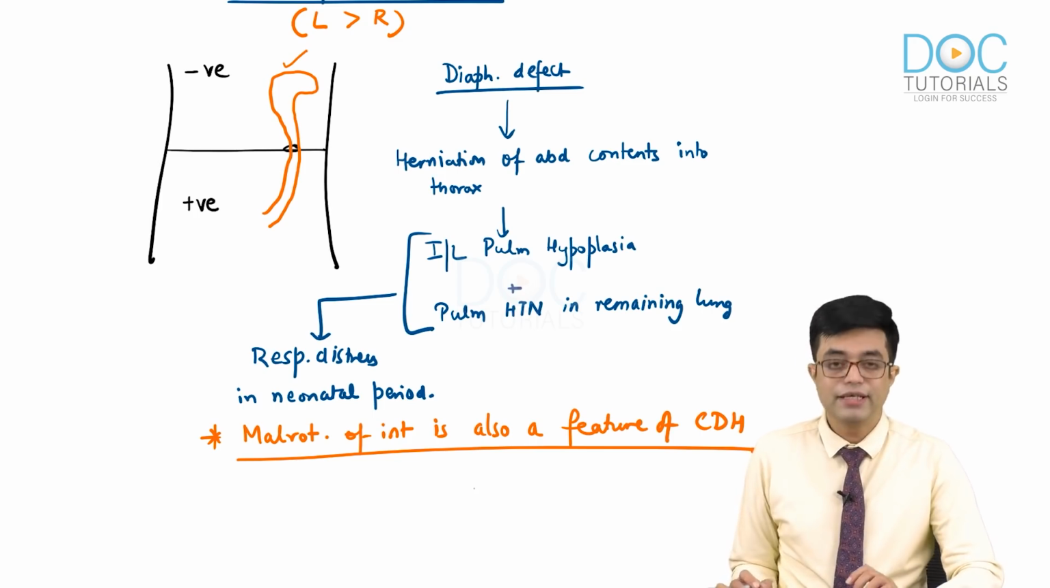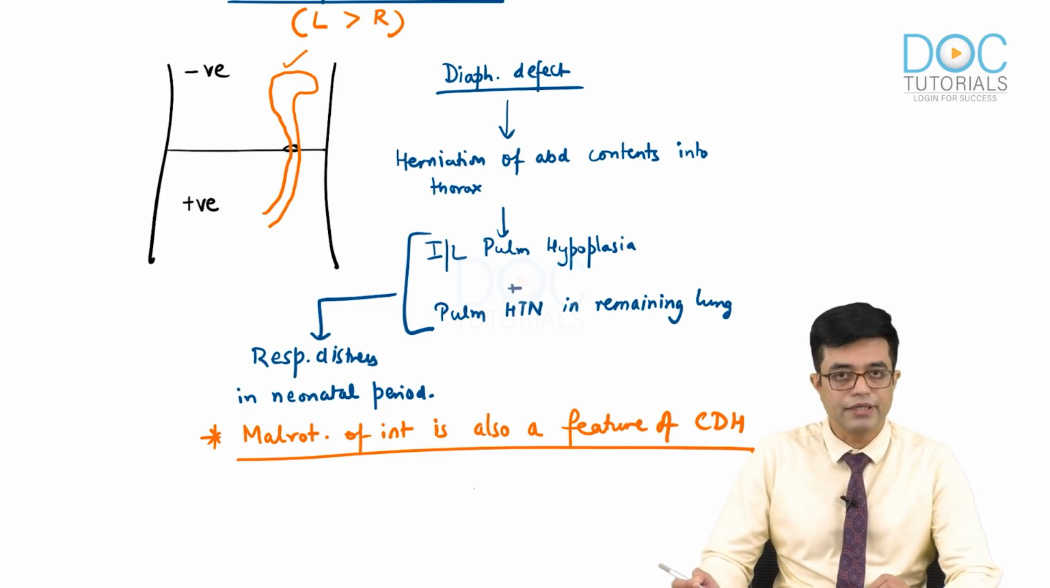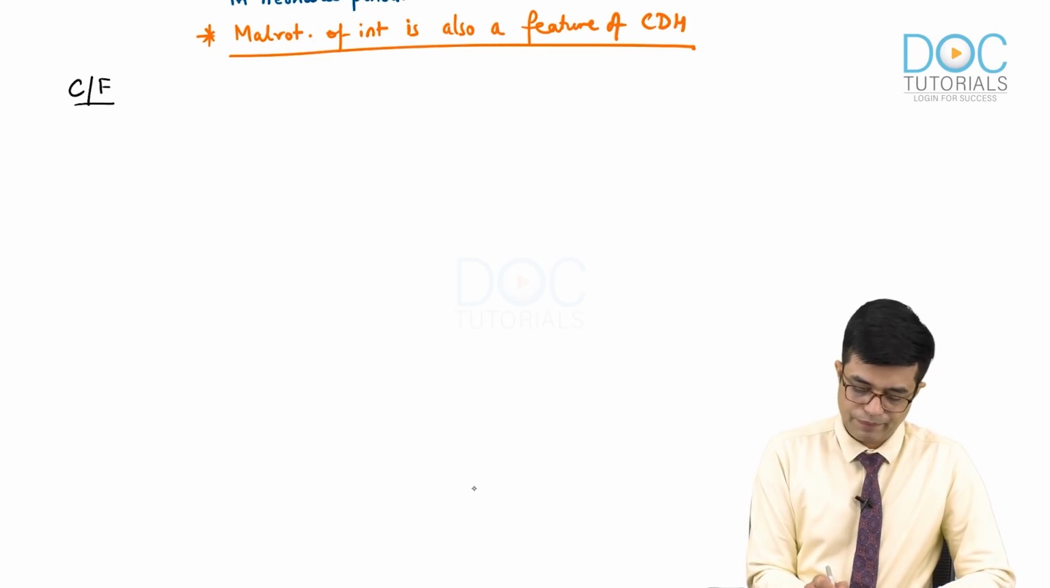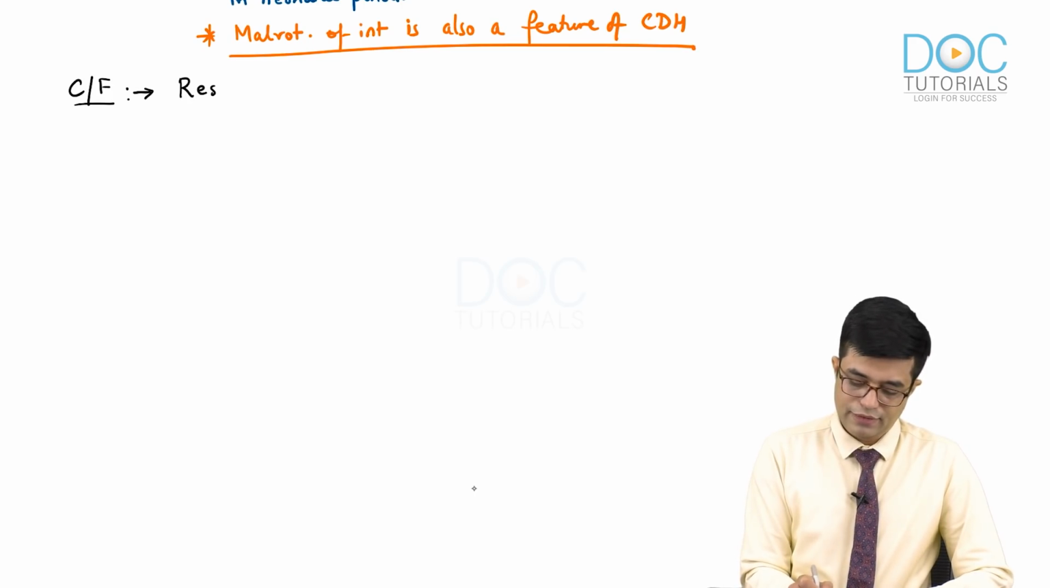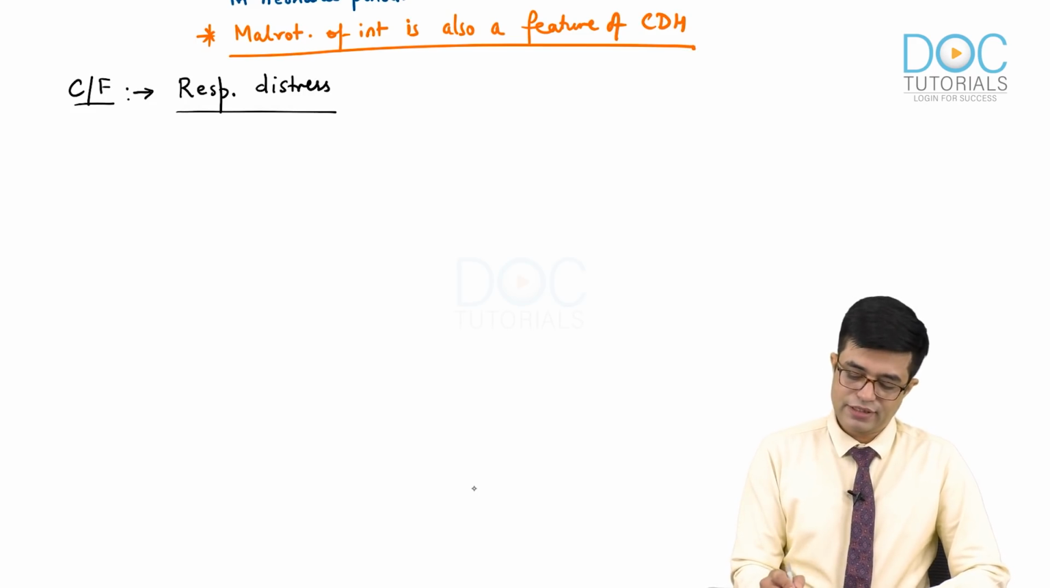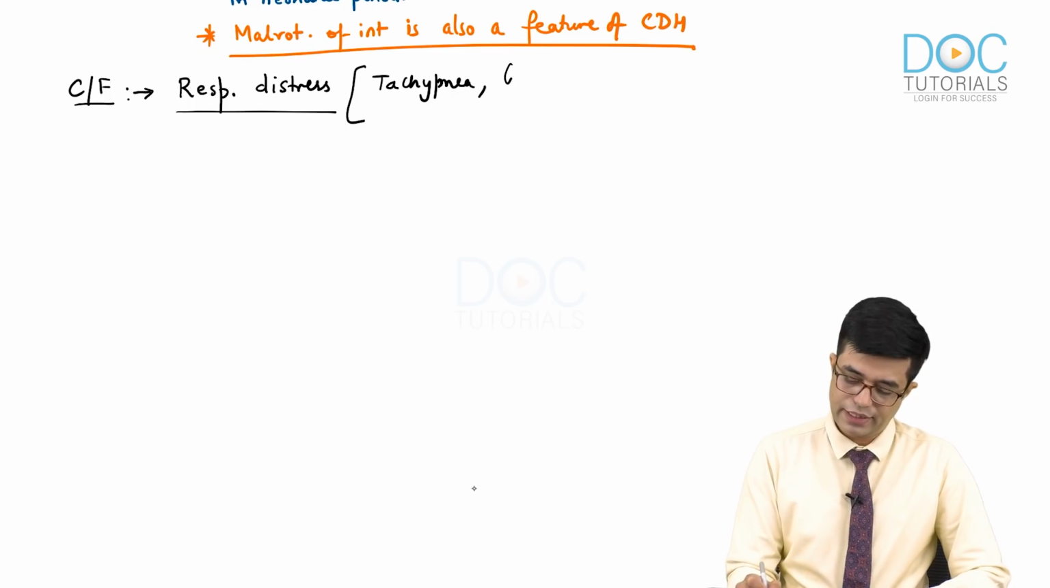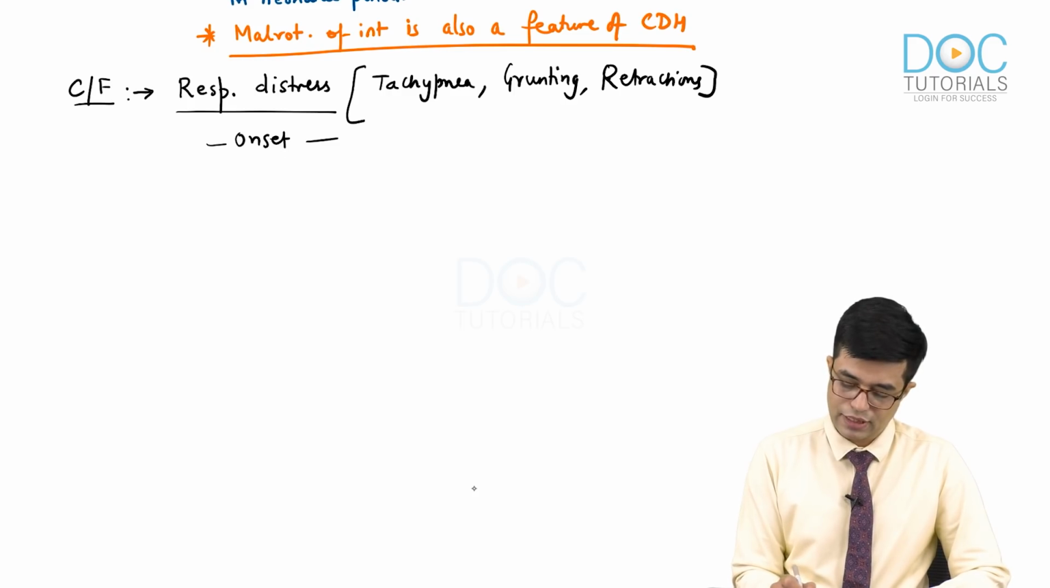So, let us now discuss the clinical features of congenital diaphragmatic hernia. If we talk about clinical features, the cardinal clinical presentation of these children is respiratory distress. Respiratory distress occurs in the form of tachypnea, that is rapid breathing, grunting, and chest wall retractions. So, increased work of breathing will be seen. The onset of this respiratory distress can happen either within 6 hours of birth, or at or beyond 6 hours of birth.